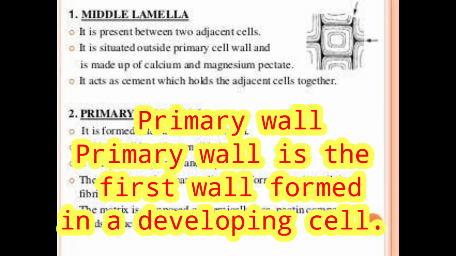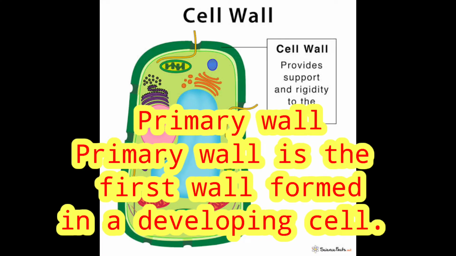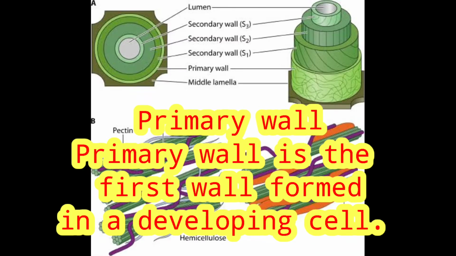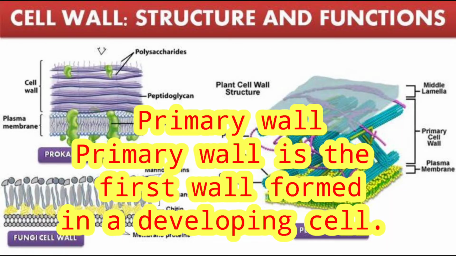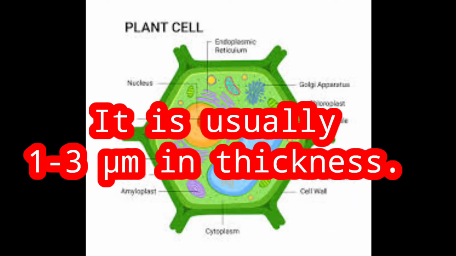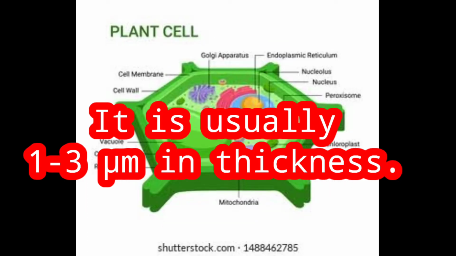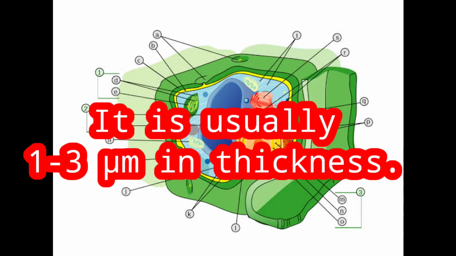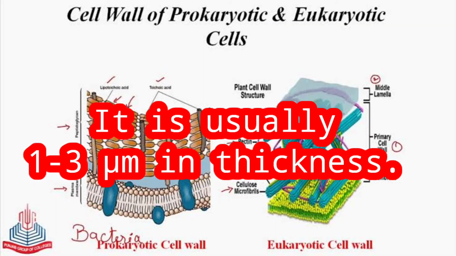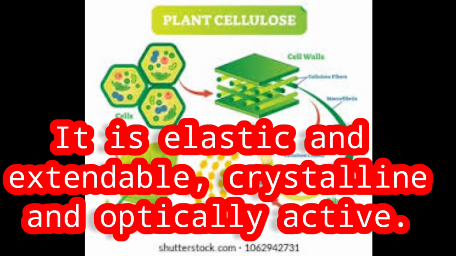Primary cell wall. Primary wall is the first wall formed in a developing cell. It means when the meristematic tissues form new cells, the newly formed cells contain primary cell wall. It is usually 1 to 3 micron in thickness. 1 micron is the millionth part of a meter. So it is 1 to 3 micron in thickness.